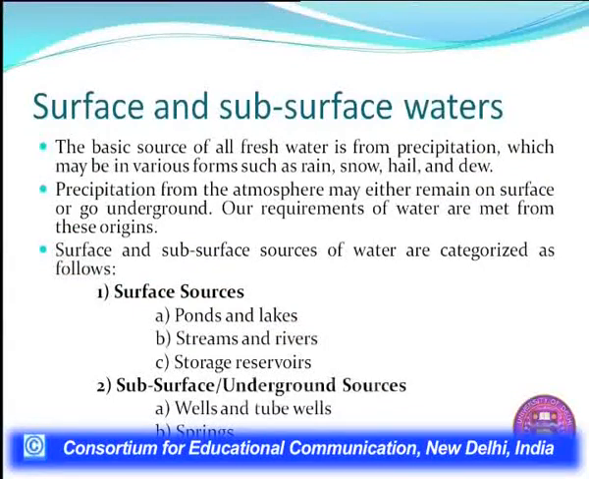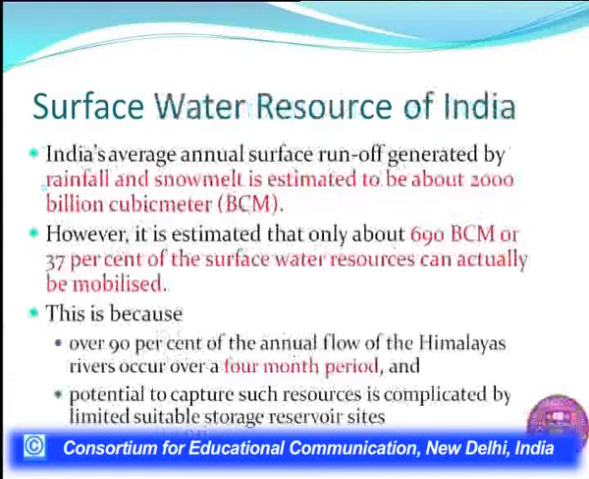If we understand the total surface and subsurface water bodies, because water, as we discussed earlier, is available in every sphere of the ecosystem, we must first understand in which form we are getting the water. First is surface water, then subsurface or underground water. The bodies can be static or flowing. Ponds and lakes are static bodies, streams and rivers are flowing water bodies. They come under surface sources. Underground sources, dug wells, tube wells and springs are inside the underground, so they are not easily within reach.